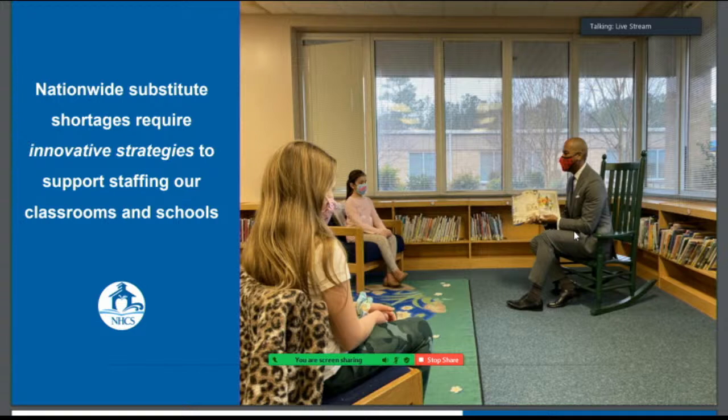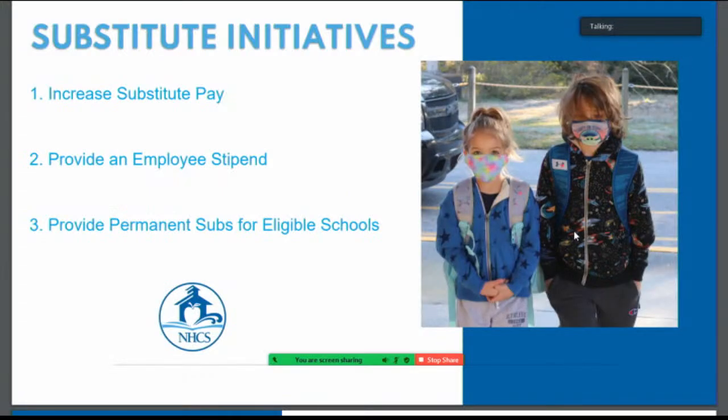So working with the HR team, we looked at 3 specific initiatives we want to implement immediately to help increase our substitutes and decrease our unfilled sub rates. And I want to go through each of those because there are a couple action items I'm going to ask you for at the end. The first initiative you've seen before, and that's to increase substitute pay. The second is to provide an employee stipend for those who have to cover during planning periods or during the day. And then our new thing I want to bring to you tonight is to provide permanent subs at eligible schools to help increase their fill rate.